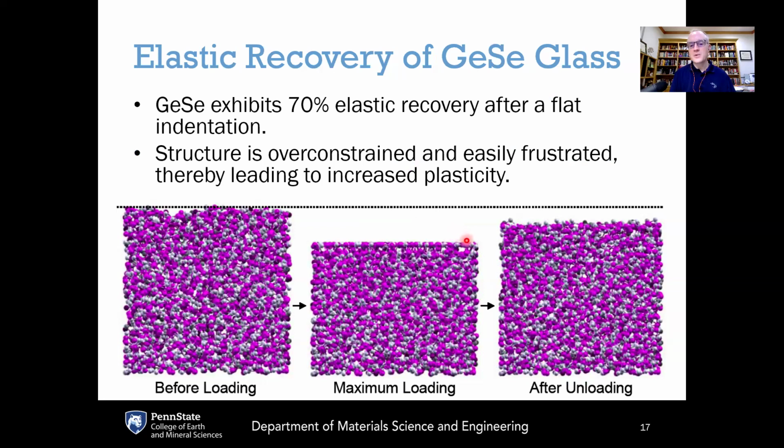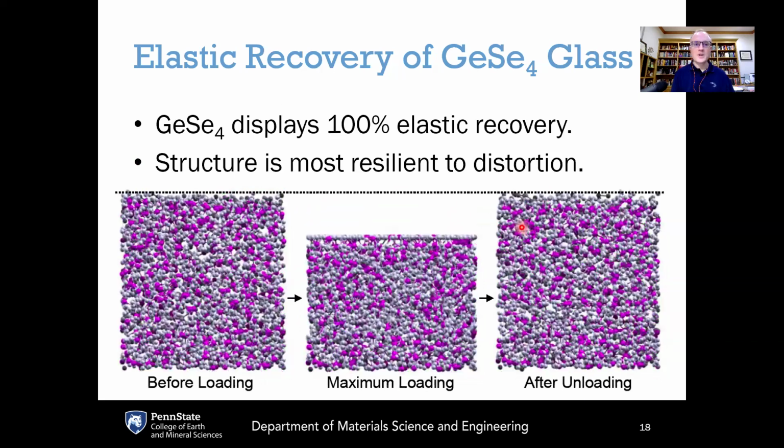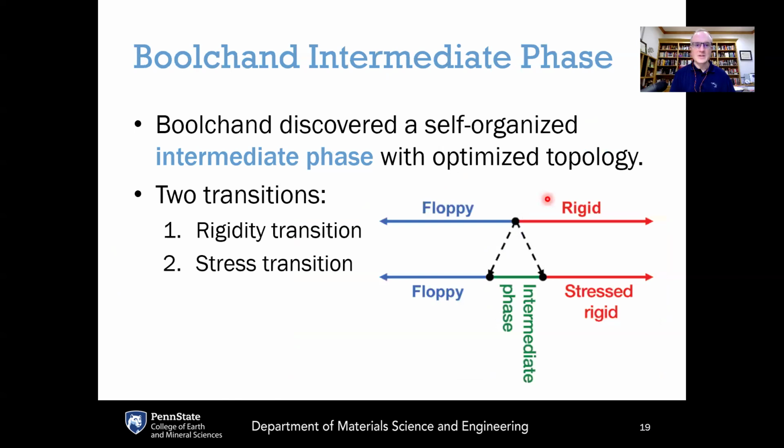If you had full elastic recovery, this would completely bounce back to this dashed line where the initial surface is. But what you can see is that in this over-constrained GeSe system, only part of the initial dimensions are recovered. There is some permanent plasticity that is a result of the atoms being over-constrained here. For the isostatic system, the GeSe4 system, this actually gives perfect elastic recovery under these conditions. And this is again showing that the structure of this glass is the most resilient to distortion because of its isostatic nature. So here, if you look at the surface before loading, under loading, and when you remove the load, the initial dimensions get recovered. So there's 100% elasticity in that case.